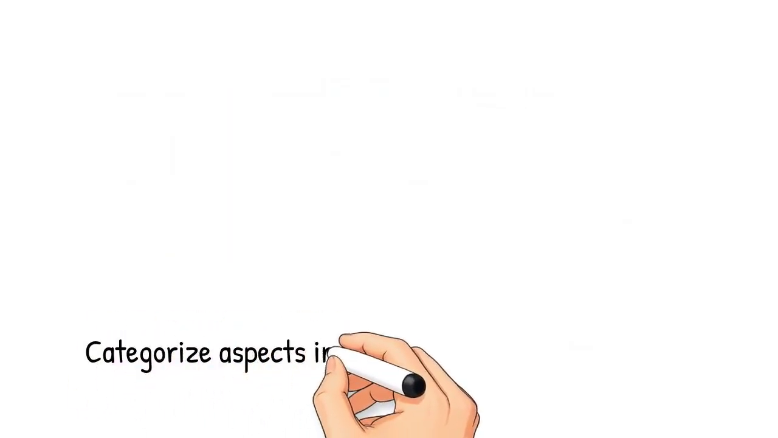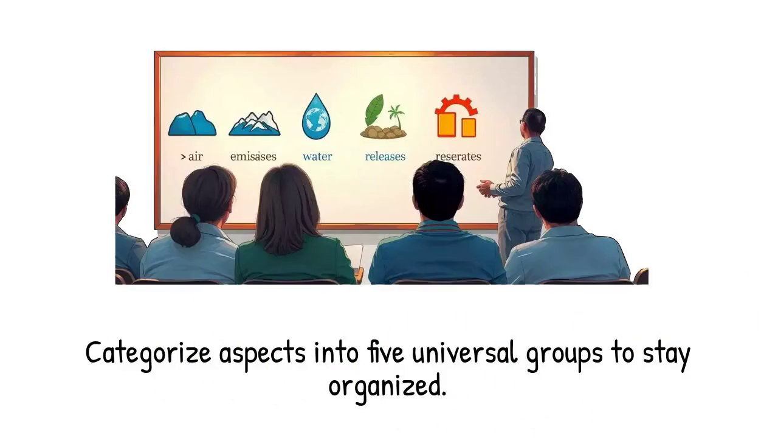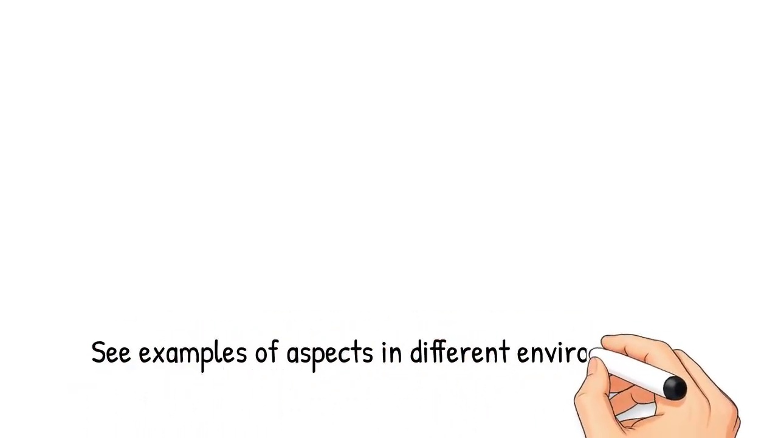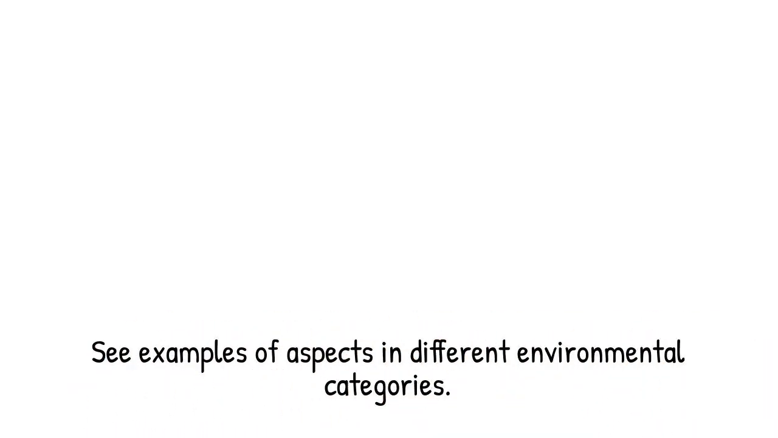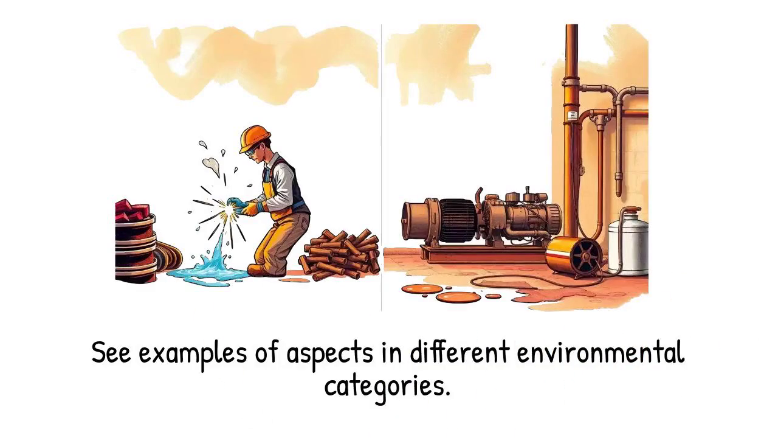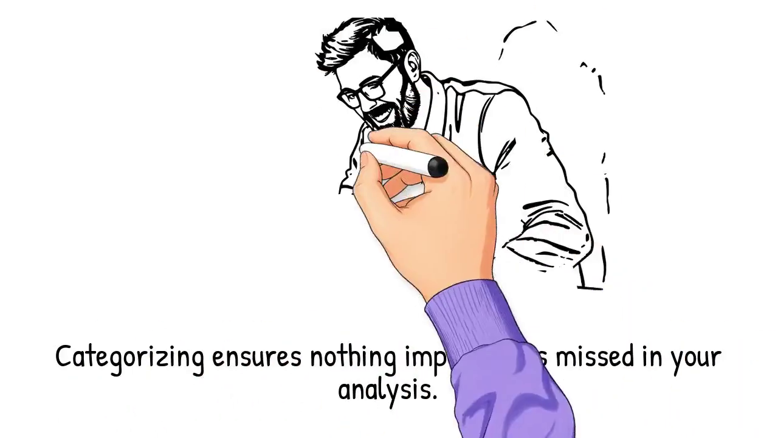A third step is to categorize aspects. Use the 5 universal categories: emissions to air, releases to water, releases to land, resource consumption, and waste generation. Every aspect fits into one of these. For example, welding fumes fall under emissions to air. Wastewater from cleaning falls under releases to water. Scrap metal falls under waste generation. Diesel consumption falls under resource consumption. Chemical spills fall under releases to land. Categorizing helps you stay organized and ensures you don't miss anything.